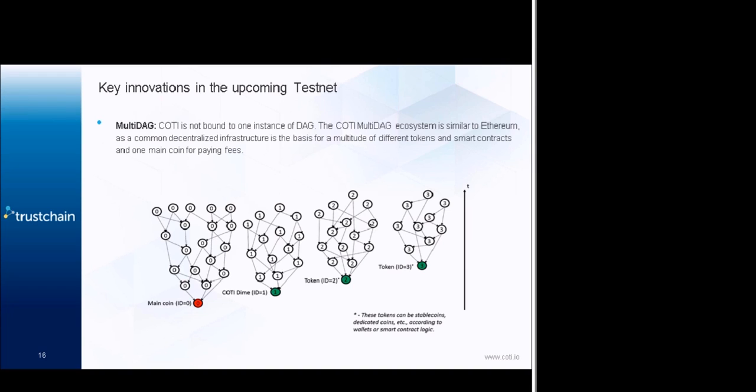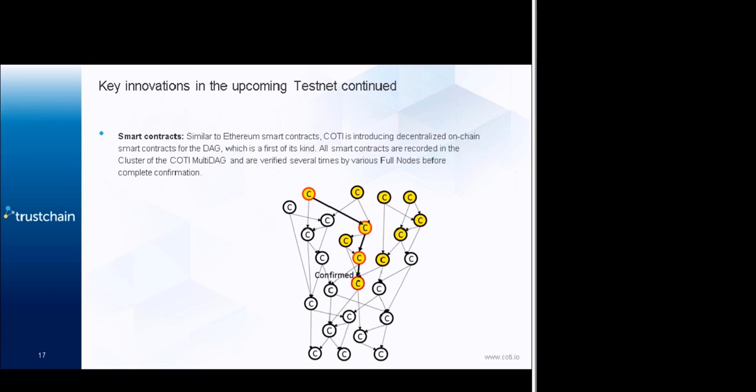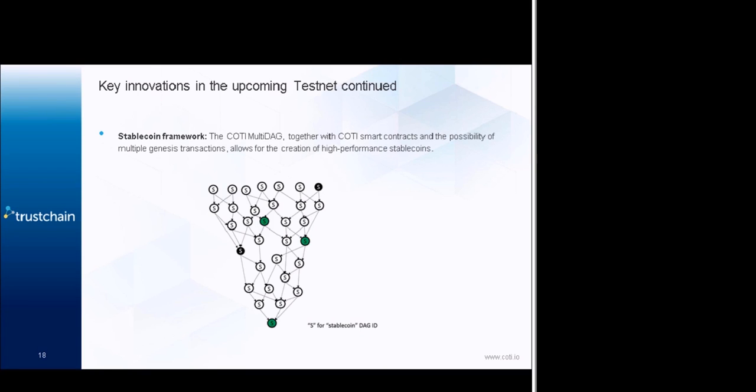And the first one is the COTI multi-DAG concept, in which COTI won't be bounded anymore to one instance of the DAG, which will allow us to deploy different tokens and smart contracts on the platform. The second concept is the smart contract. Similar to Ethereum smart contract, COTI is introducing a decentralized on-chain smart contracts for the DAG, which is first of its kind. And another very interesting concept is the stablecoin framework, and it will basically allow and offer a framework for issuing and handling stablecoin over a COTI network.